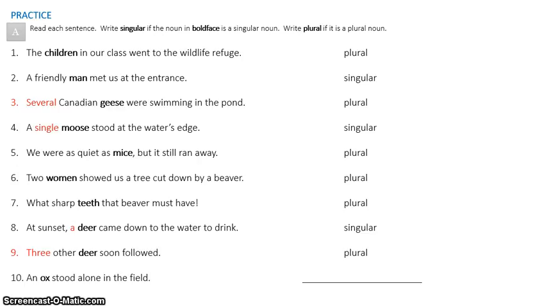And then the last one. An ox stood alone in the field. Well, if you look back over the chart, we know that ox is one, and the plural form of ox is oxen. Well, that says ox, so we know that it is singular.